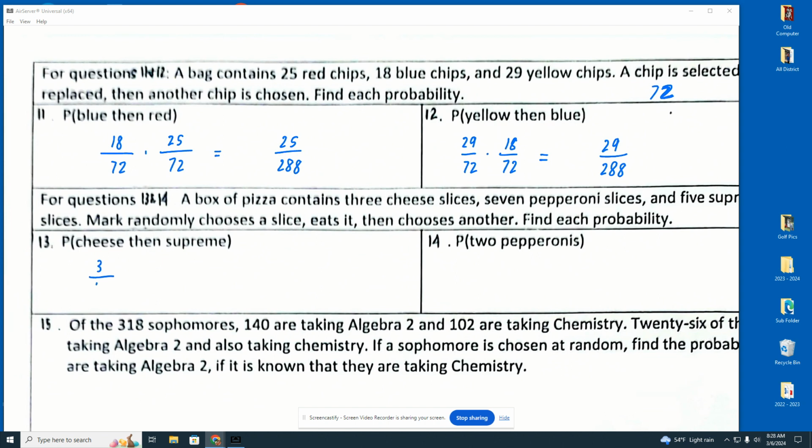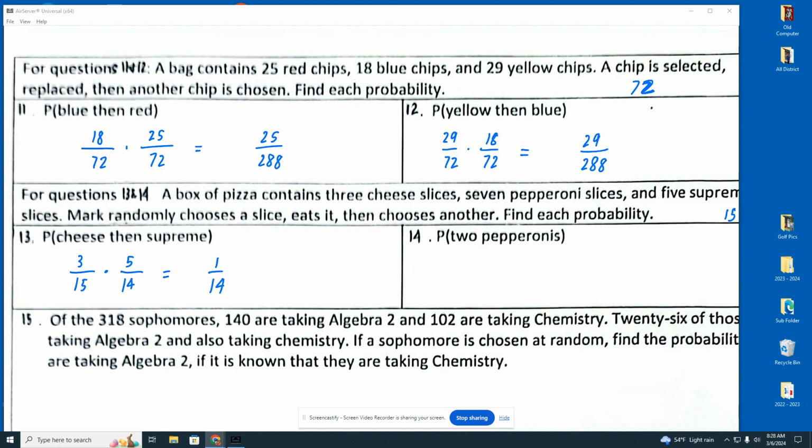3 out of 15. You did it. Mark grabbed a cheese piece, ate it. It's gone. How many pieces of pizza are left? And how many of those are supreme? So it's 3 out of 15 times 5 out of 14, which equals 1 out of 14.